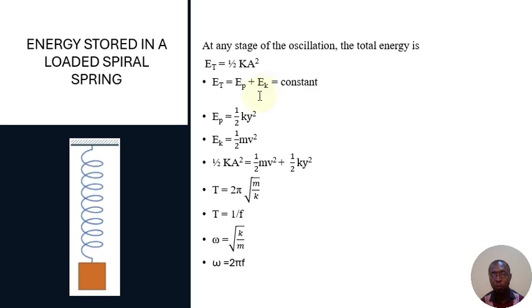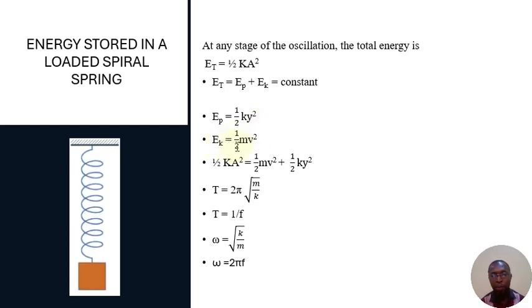Again, the law of conservation of energy still holds here. The total energy still remains constant. In other words, potential energy plus kinetic energy remain constant. And by formula for energy in a loaded spiral spring, the potential energy is half k y squared, where k still remains the force constant and y is the displacement. In this case, now we are using y in place of a.